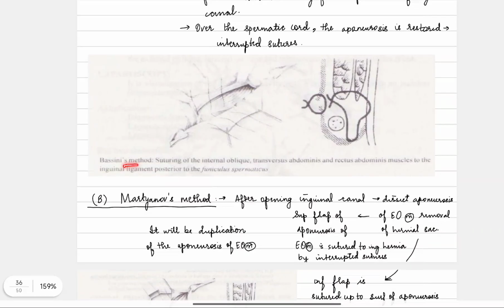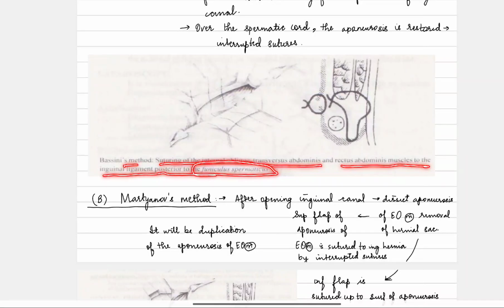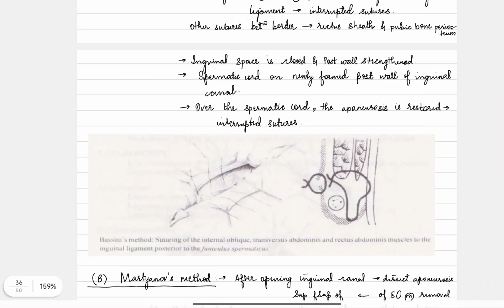Basin's method: suturing of the internal oblique, transverse abdominis and rectus abdominis muscle to the inguinal ligament, posterior to the funiculus spermaticus.